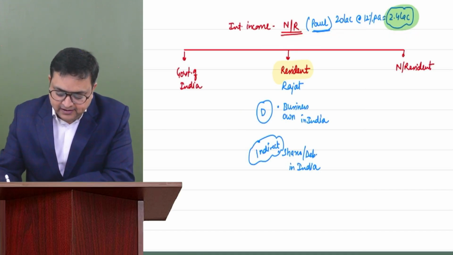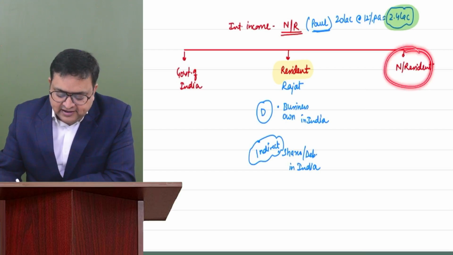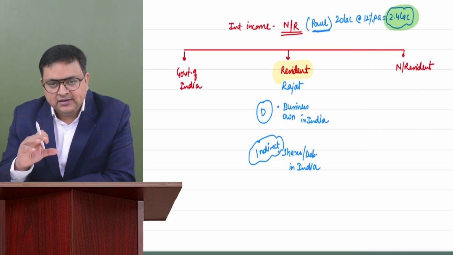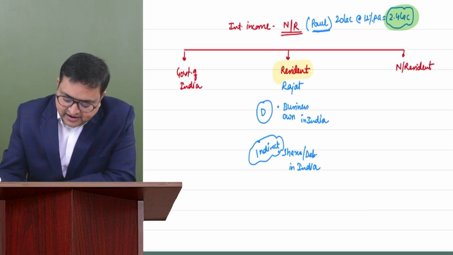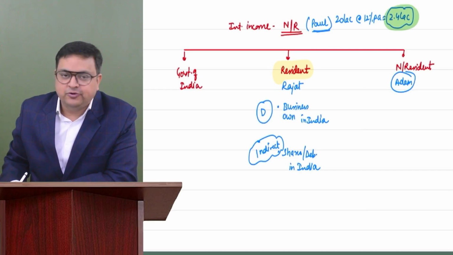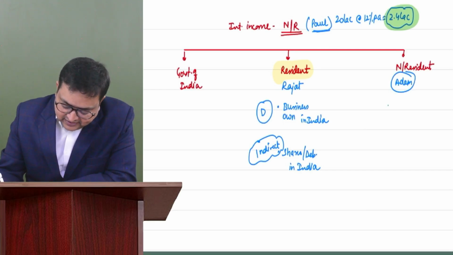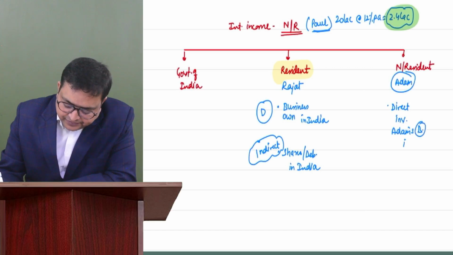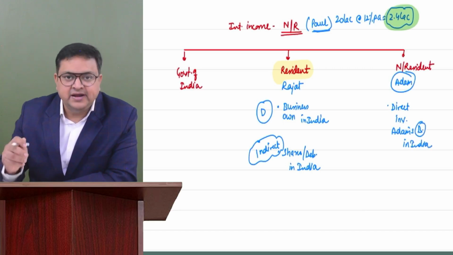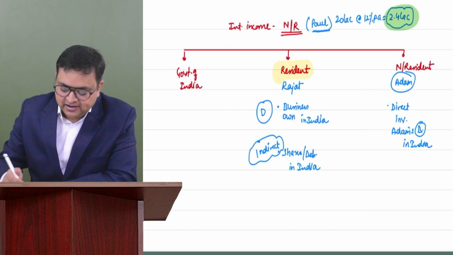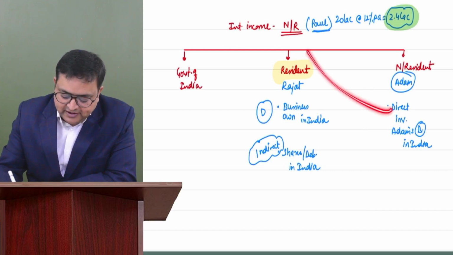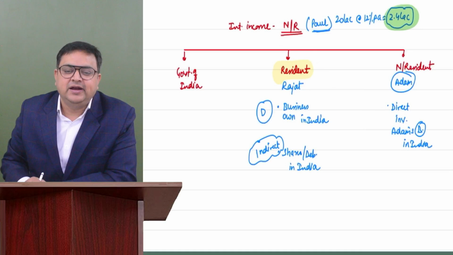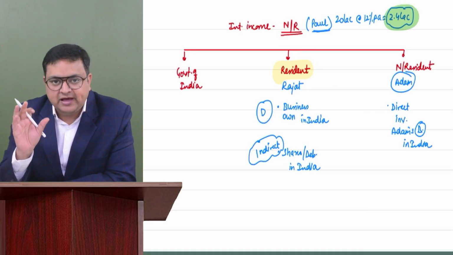Got it? Now, let's say a non-resident has borrowed this money. Paul is a non-resident and another non-resident, let's say his name is Adam, has borrowed this money. And if Adam is making a direct investment in India, direct investment meaning Adam is doing his own business in India and has invested this money in India, and because he has taken a loan, he is paying 2.4 lakh rupees, it will be taxable in the hands of Paul. 2.4 lakh would be taxable.